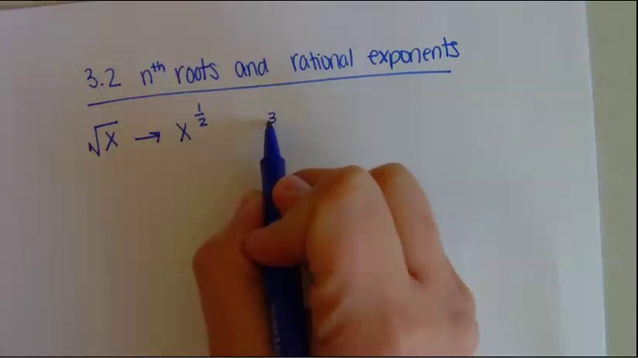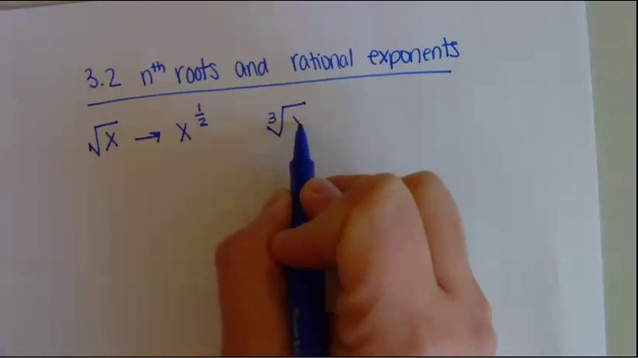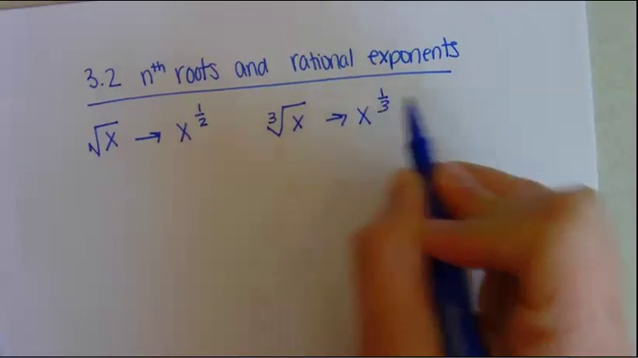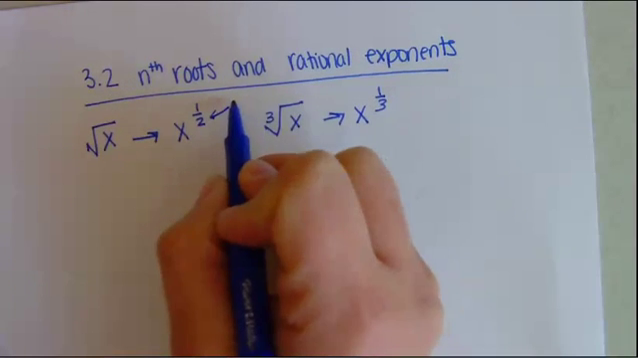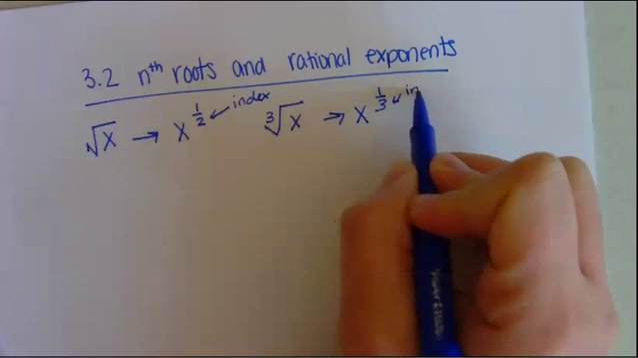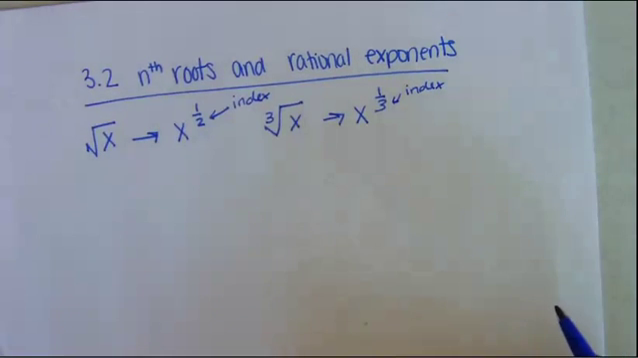So if we have the cube root of x, that's going to be the same thing as x to the 1/3 power. So this number here is called the index. Okay, that is called the index. That's the denominator of the fraction, is the index.